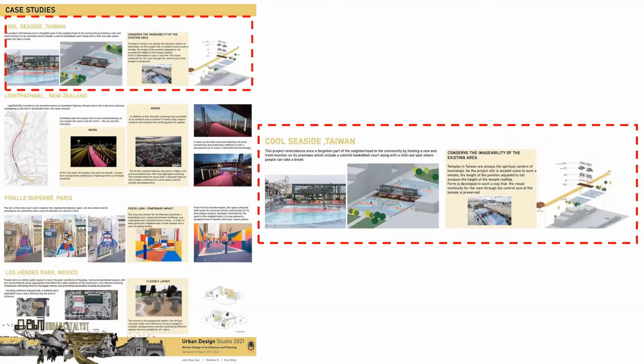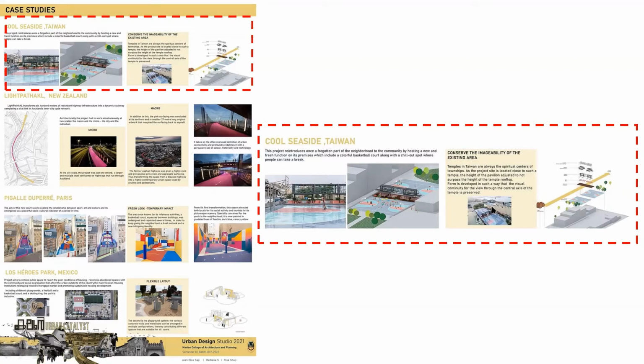This project also reintroduces a forgotten part of the neighborhood to the community by hosting a fresh function, which included a colorful sports court along with a chilled spot. A major strategy they followed was to conserve the imageability of the area by adjusting the height of the pavilion with respect to the height of the temple rooftop in the context.